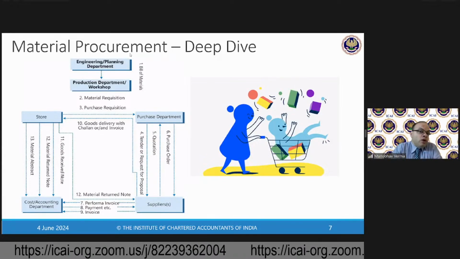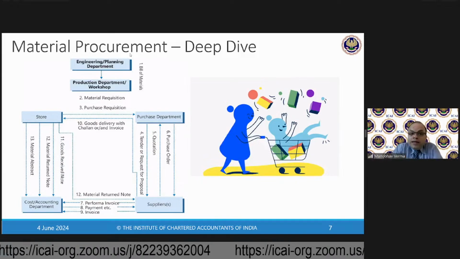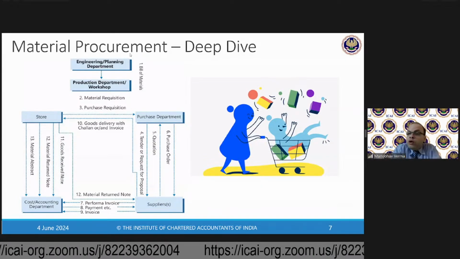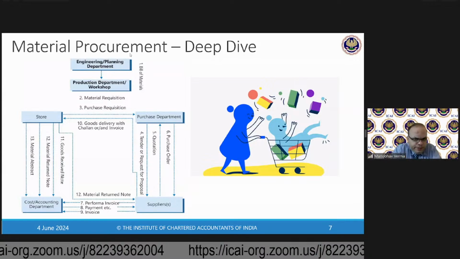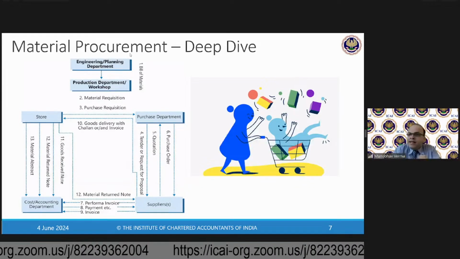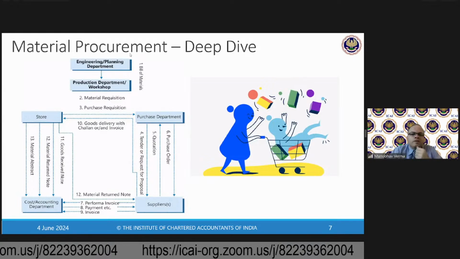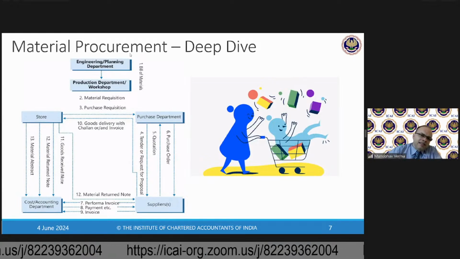Here, to start with, at the top level, we are looking at the engineering or planning department, which is giving you a bill of materials. We also call it a BOM. What is bill of materials? Anyone has any idea about what is bill of materials? Let's see. What is bill of materials, guys?